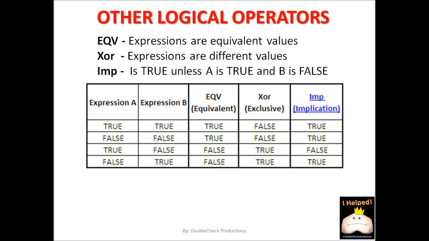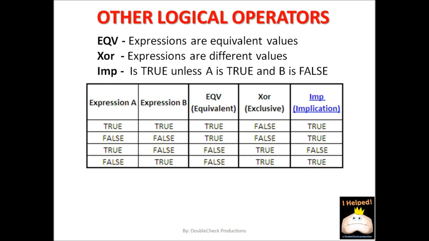Okay, as I said before, our logical operators AND as well as OR are our most commonly used logical operators. Here are some others that we use. We have the equivalent, which if the expressions are equivalent values, they'll come out true. We have exclusive, which is if our expressions are of different values, then the exclusive value will come out as true. And then we have the implied. This one's very specific. This is unless A is true and B is false.